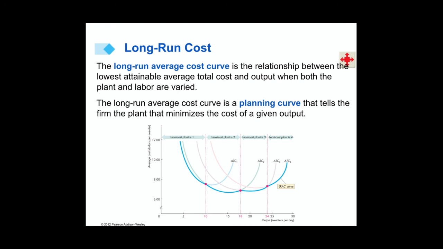And this would be the firm's long-run average cost curve if you add them all together. And it can function as a planning curve for the firm as they're making decisions about their costs and their output in an effort to maximize their profit.